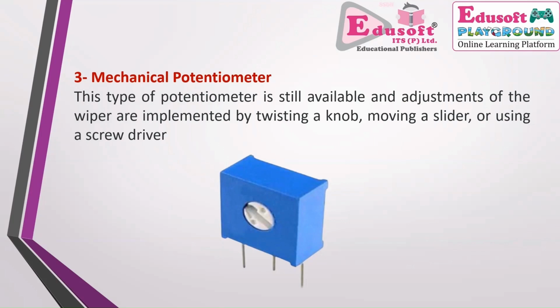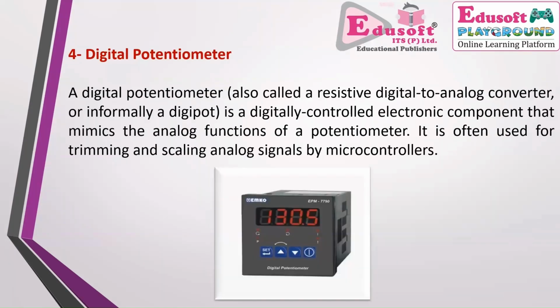There are some examples also there. So in audio equipment, we can use this potentiometer, an adjustable setting for a parameter in an electronic circuit. It comes in different sizes and resistance values, and those are the analog functions of a potentiometer. It is often used for trimming and scaling analog signals by microcontrollers.